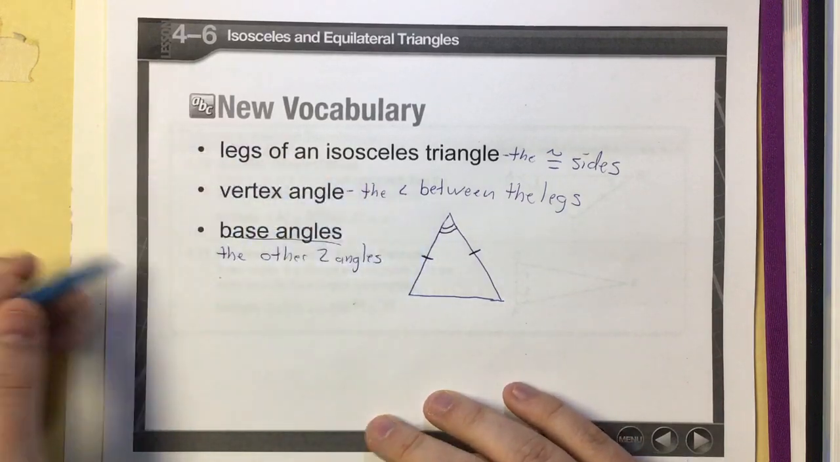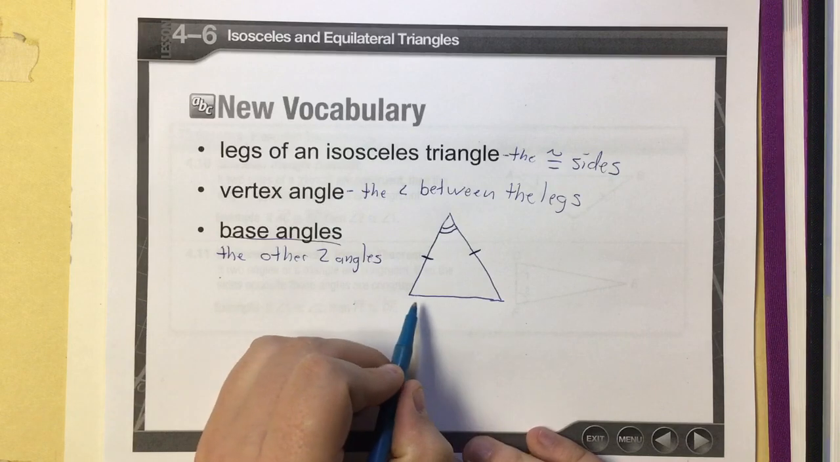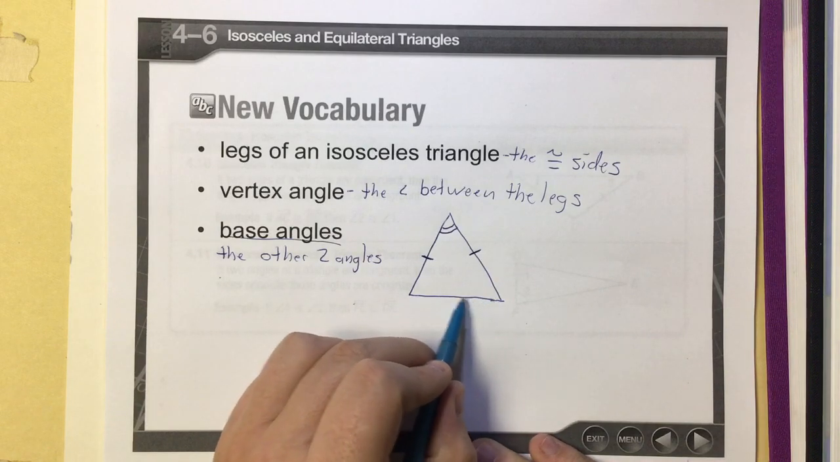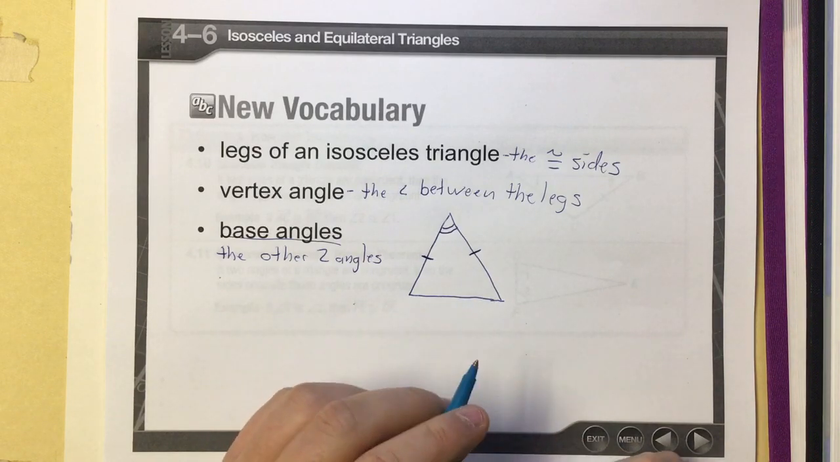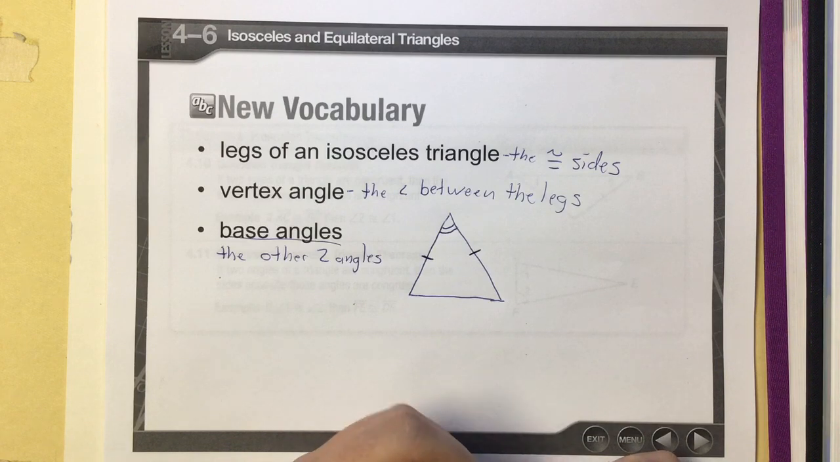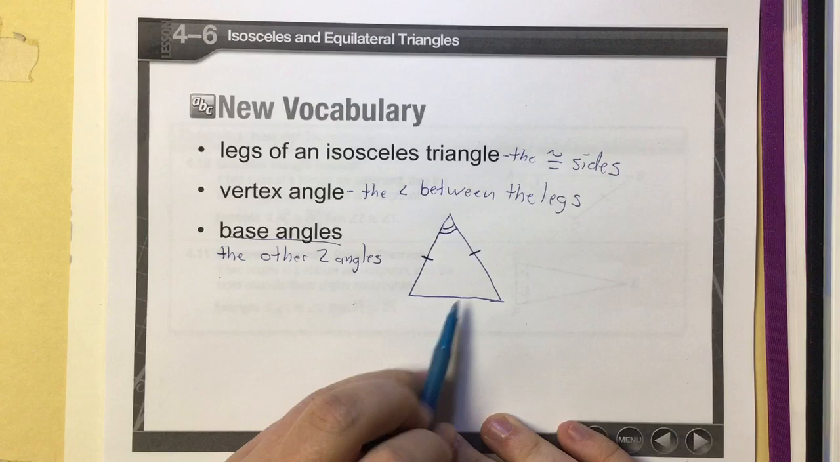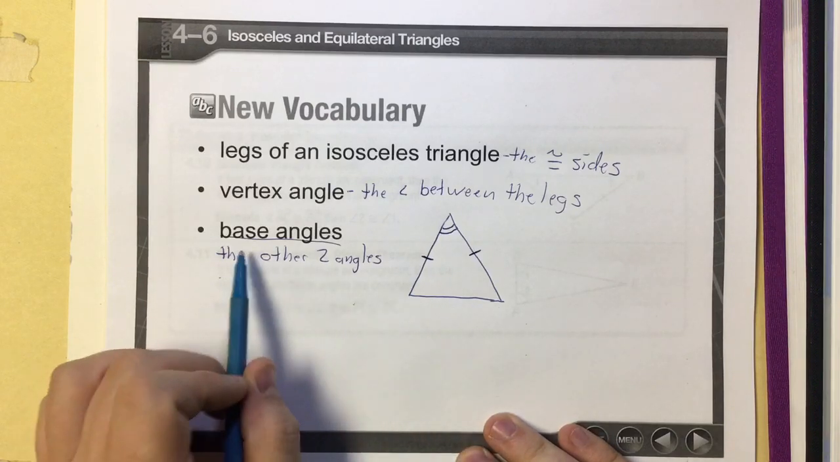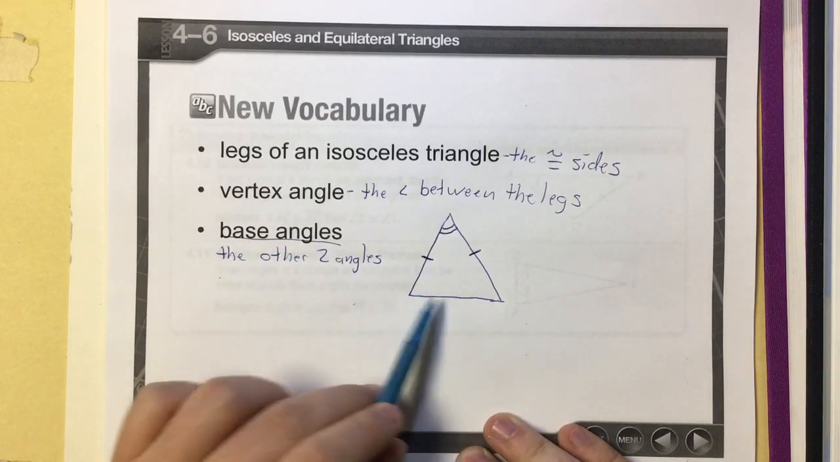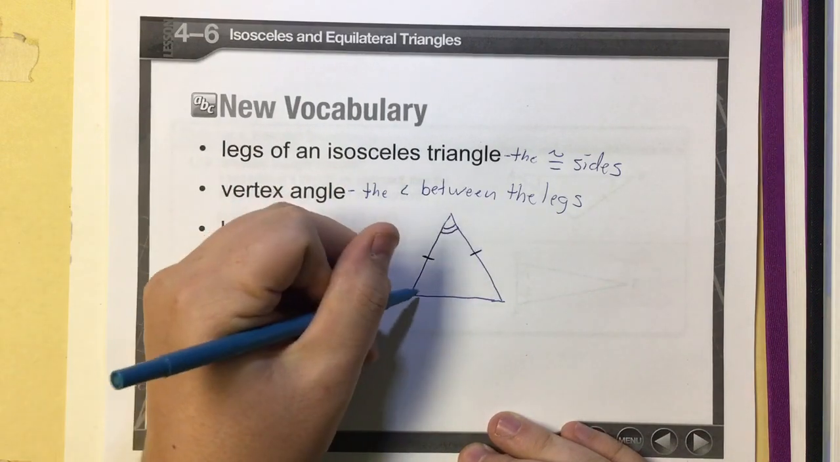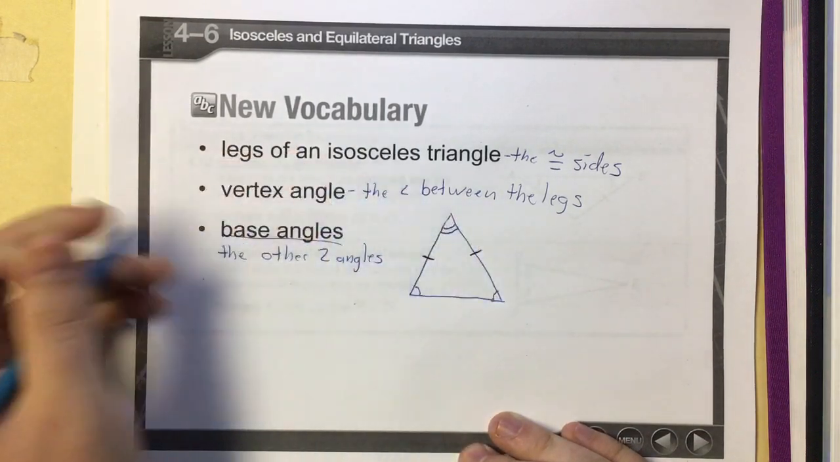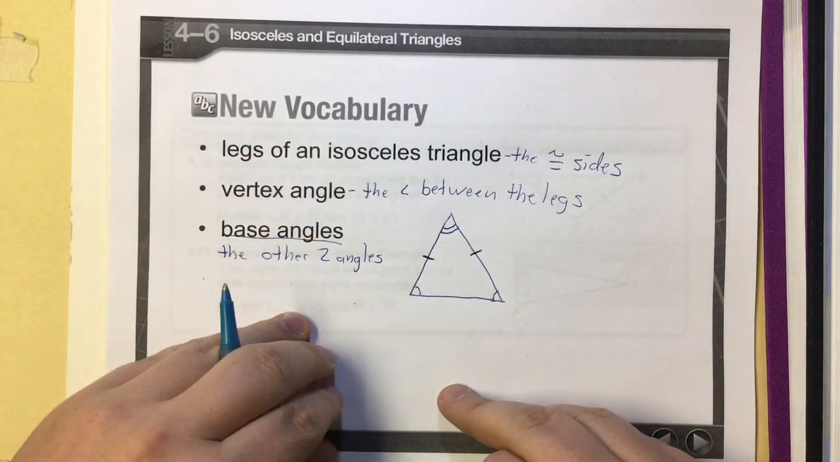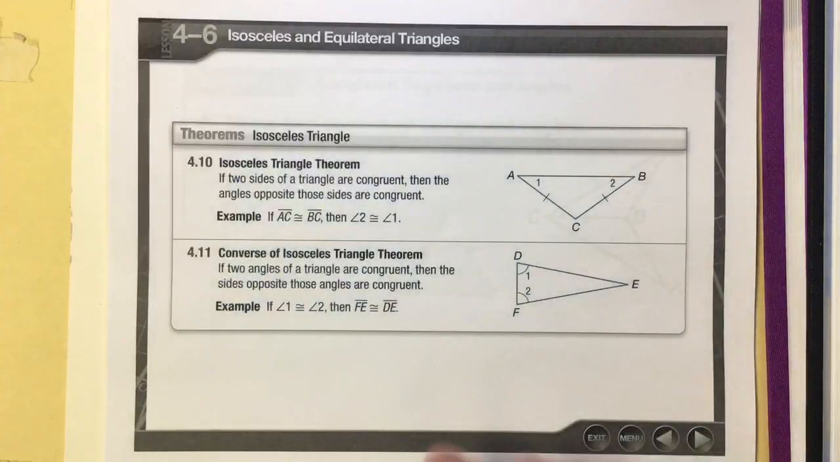And we call those the base angles because if you remember before, we called that third side that isn't congruent to the other two the base. So these are the angles that are along the base. So here are our base angles right there and there. So that is the vocabulary today.